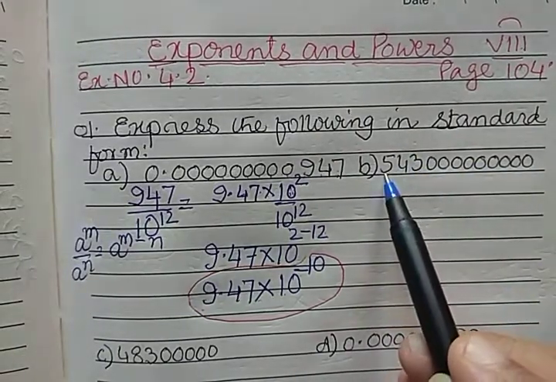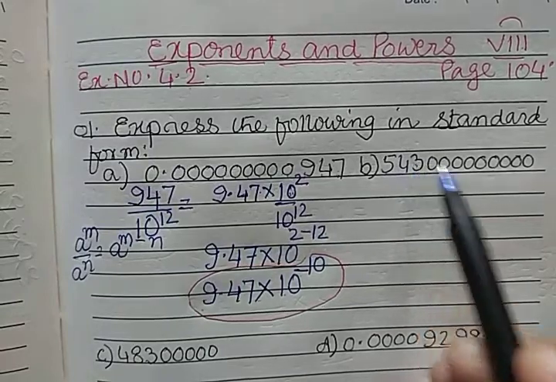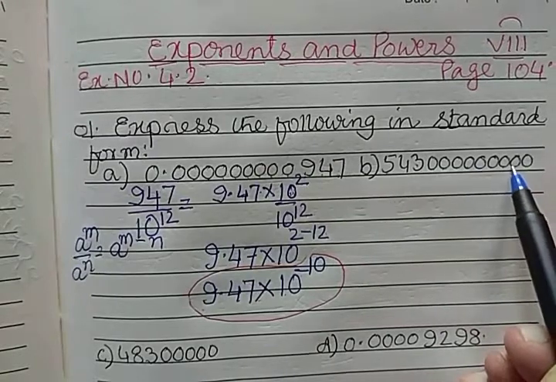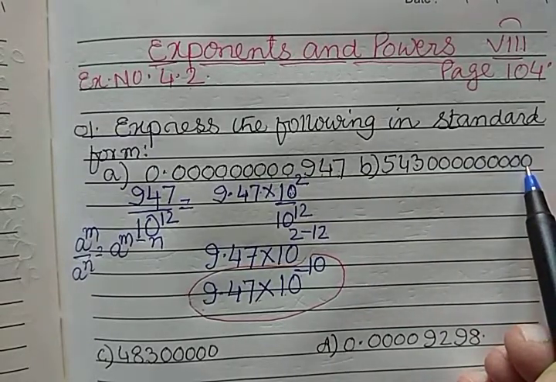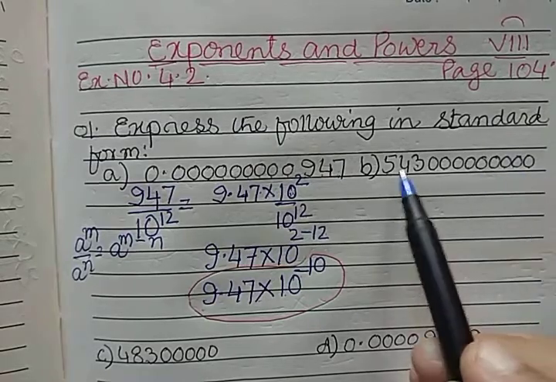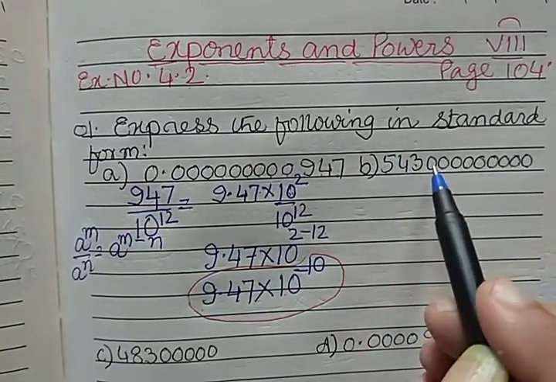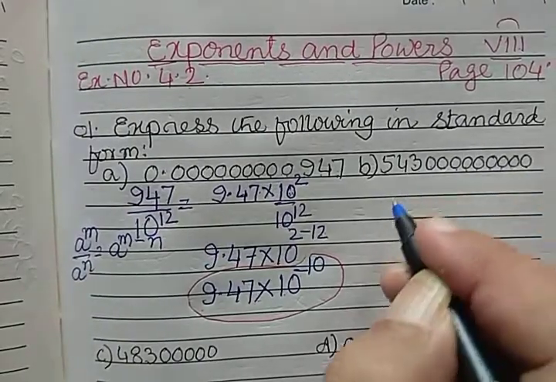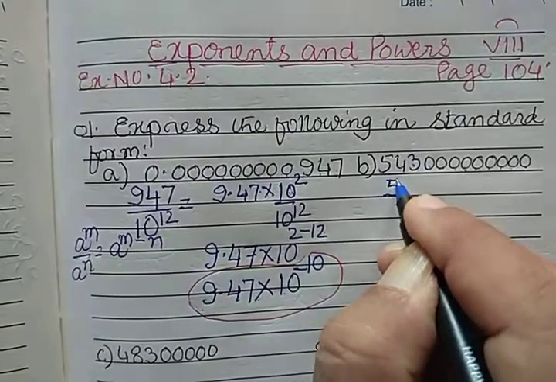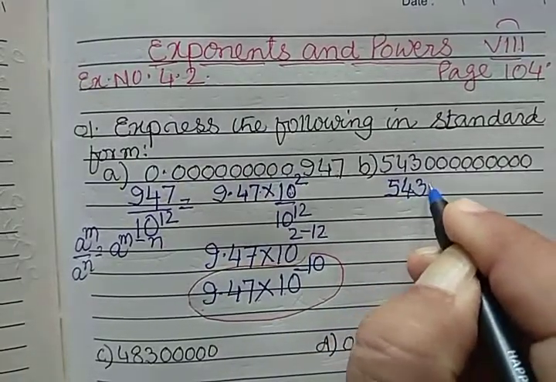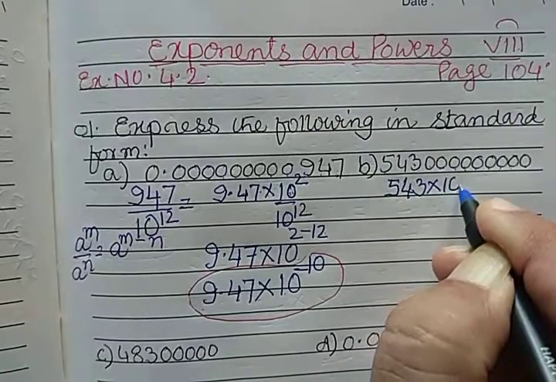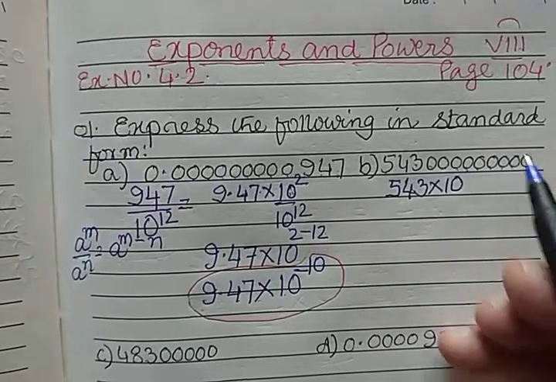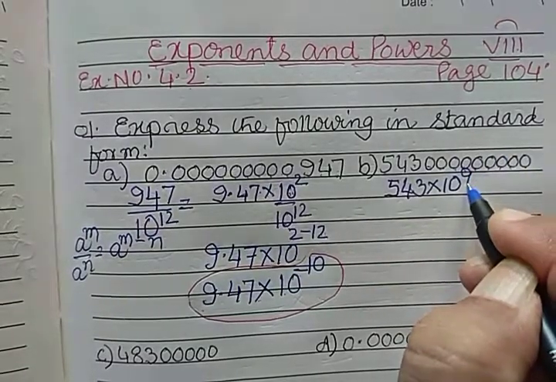B. 543 followed by how many zeros? 1, 2, 3, 4, 5, 6, 7, 8, 9 zeros. After 543, how many zeros are there? 9. So we can write this number as 543 into 10 to the power of 9.